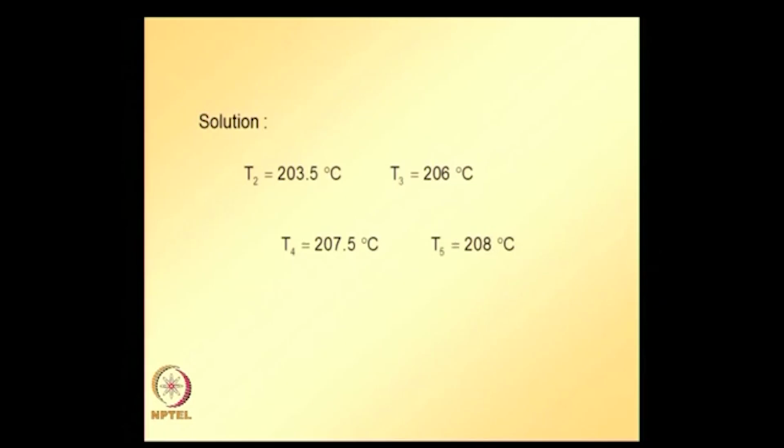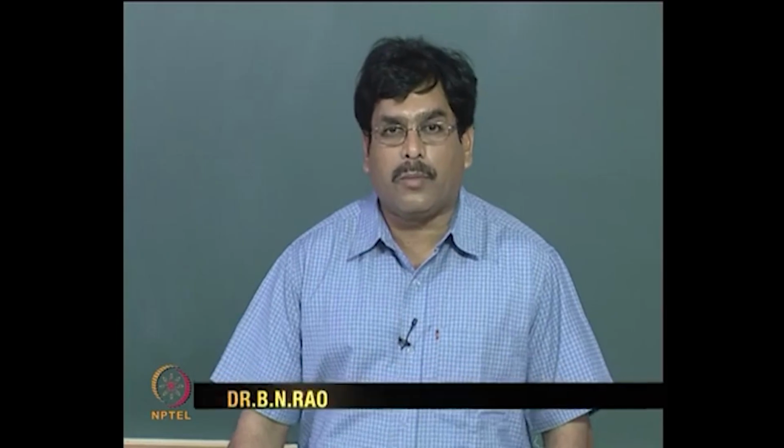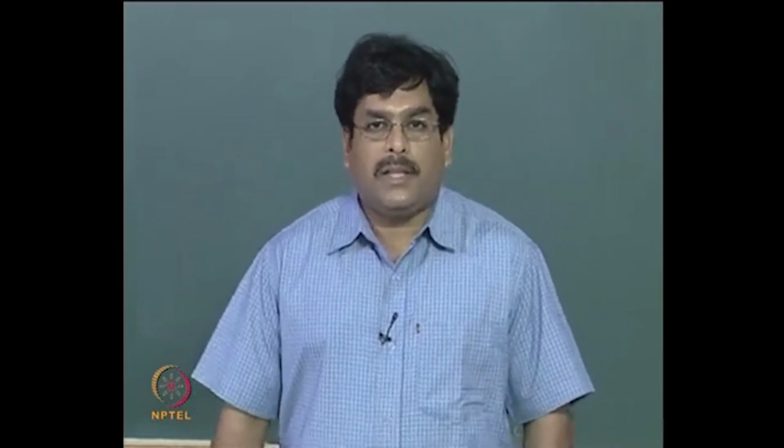Now we can plot the solution. The solution is plotted in the figure below. This gives us the heat conduction through the thickness of the wall. So this is how the element equations that we developed for the general one dimensional boundary value problem can be used for solving problems, and this is one application. In the next class we will be looking at some more applications.